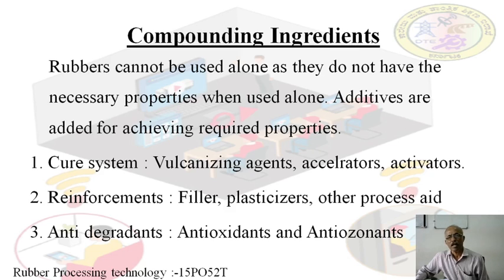Compounding ingredients. Rubbers cannot be used alone as they do not have the necessary properties when used alone. Additives are added for achieving the required properties. First, the cure system: vulcanizing agents, accelerators, activators. Second, reinforcements, that is fillers, plasticizers, and other process aids. Third, anti-degradants: antioxidants and anti-ozonants.